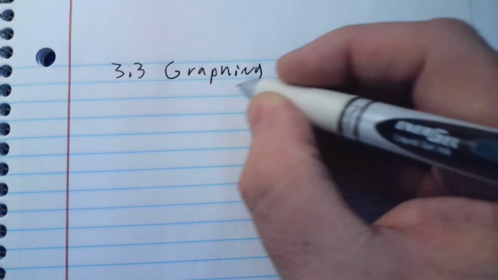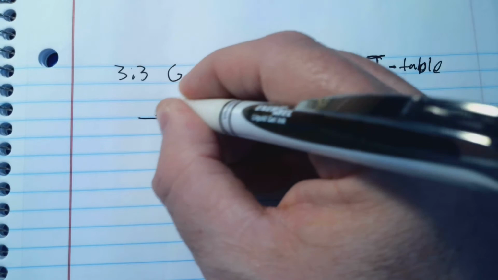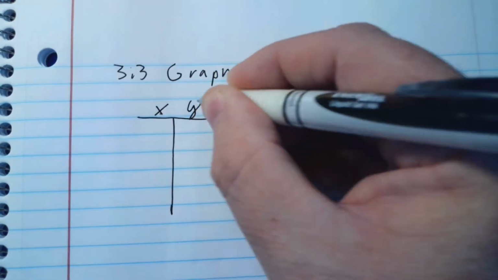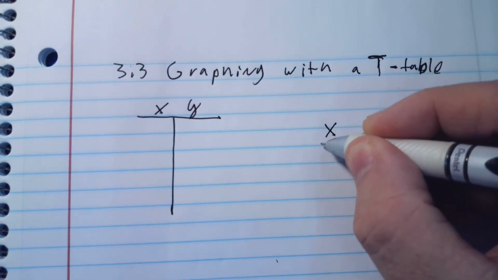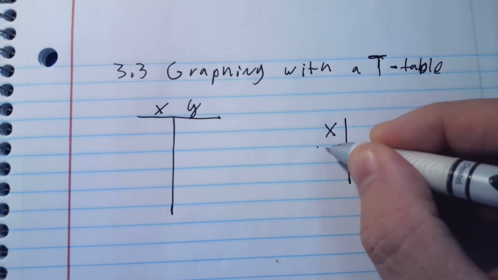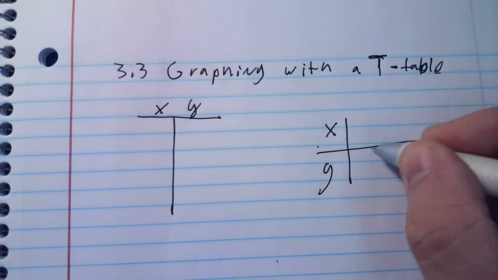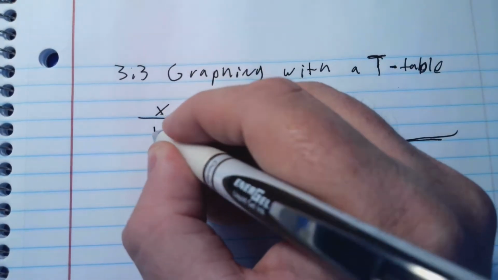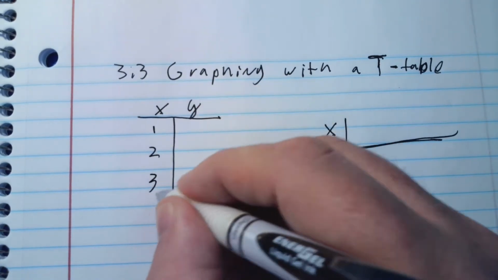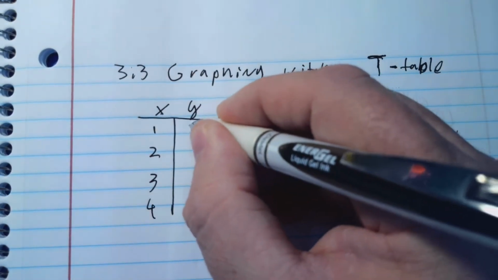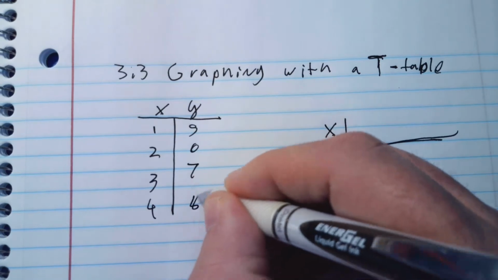Okay, we've seen T-tables. T-tables could look like this. Or sometimes people do T-tables like this. Okay, and then where we're just going to have sets of points. Kind of like that.